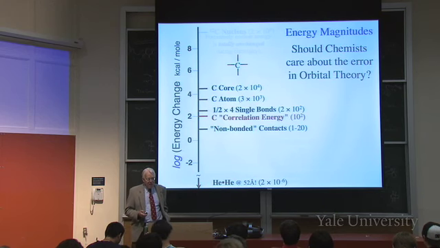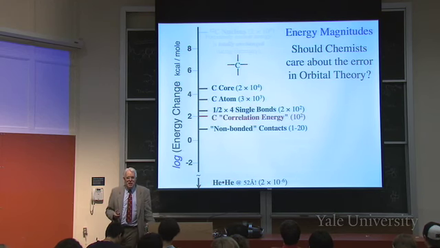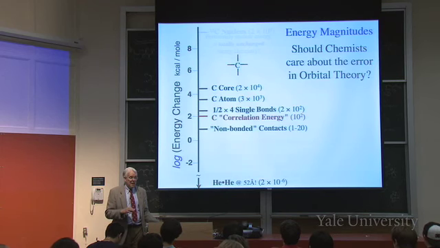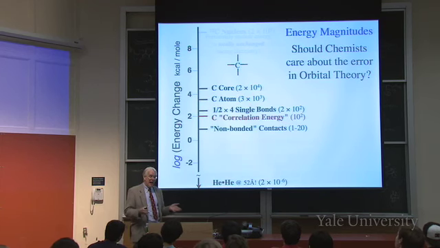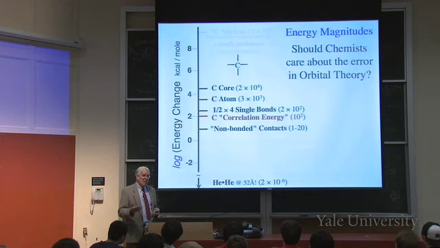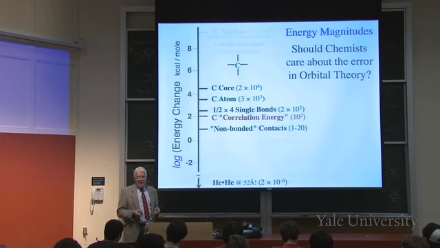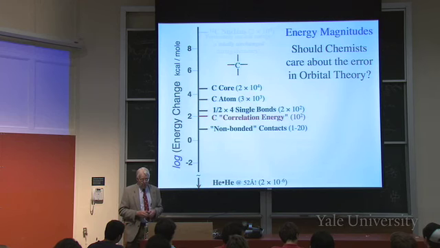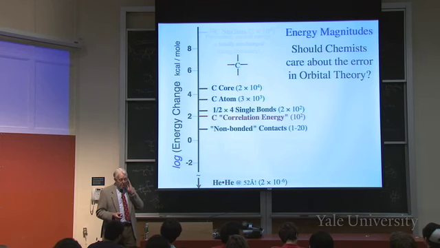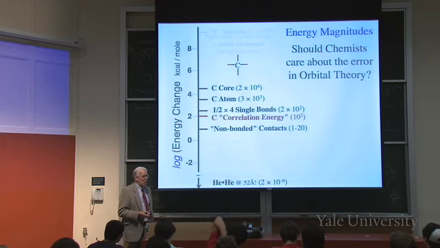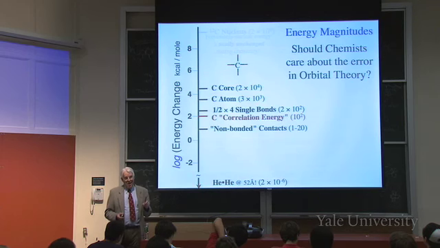Okay. Now, here's how big correlation energy is. It depends on what problem you're dealing with, how big the molecule is, what kind of atoms there are in the molecule. The error you make in SCF is different for different cases. But for the kind of cases we're interested in, normal organic molecules, it's of the order of 100 kilocalories per mole. Now, that's an error.